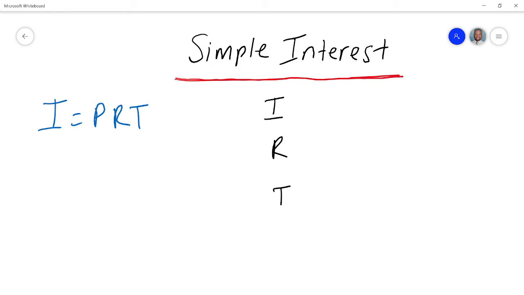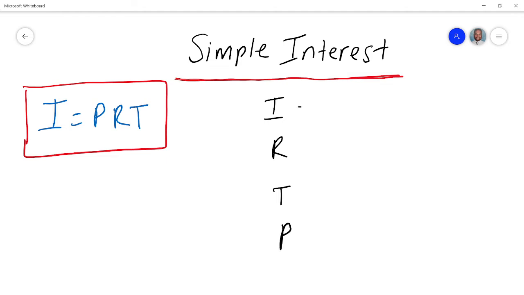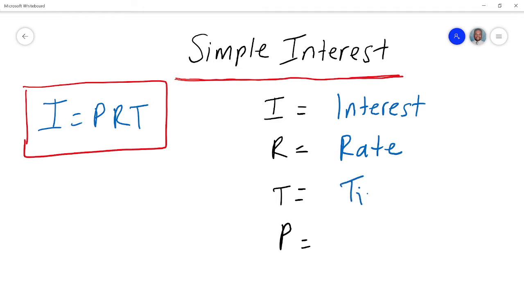So if you look at the formula here, and I've written it down here, interest is PRT, which means you multiply your principal times your rate times your time. So I'll just give you the abbreviations. I stands for interest, R stands for my rate, T stands for time, and P stands for principal.